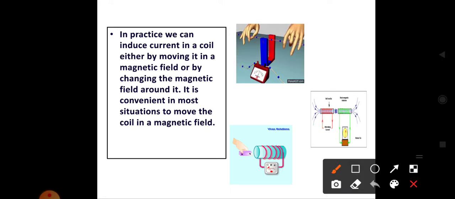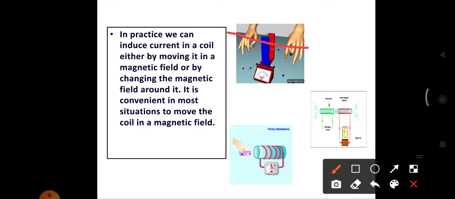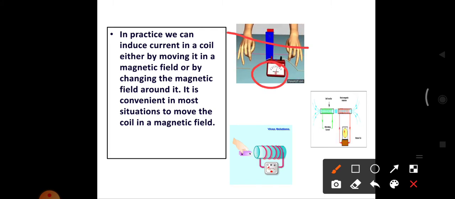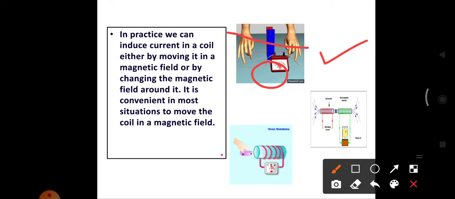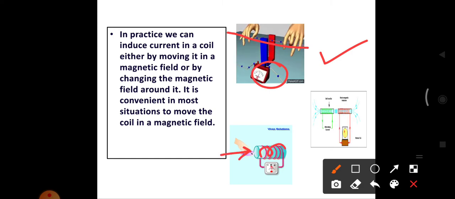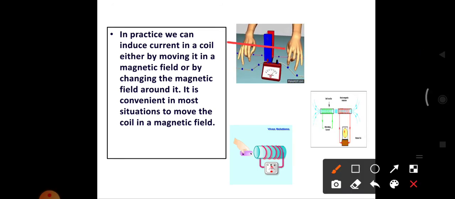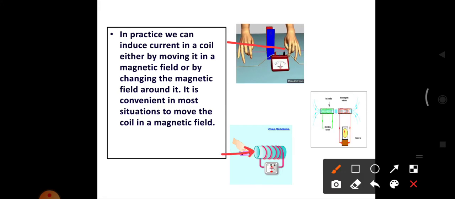One way is moving a conductor in a magnetic field. We can induce the current. Otherwise, moving a magnet into the coil also induces the current in the galvanometer. I know you understood that there are two ways to induce the current. One is moving the conductor in a magnetic field and another one is moving the magnet into the conductor.